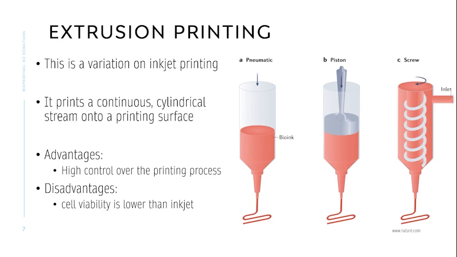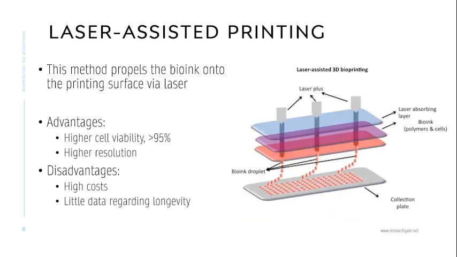Next is laser-assisted printing. Laser-assisted printing is a method that utilizes a laser to direct where the cells go in the bioink. There are two main advantages to using laser-assisted printing over the other methods. It has a higher cell viability at around 95% and a higher resolution on the detail of the structures. The big downside to using laser-assisted printing is the high cost, and there's little data to show for what the longevity of created structures will be.